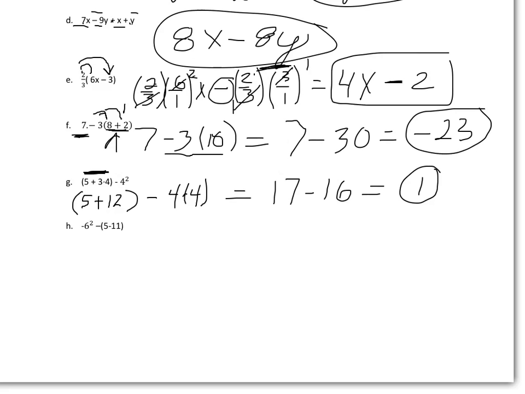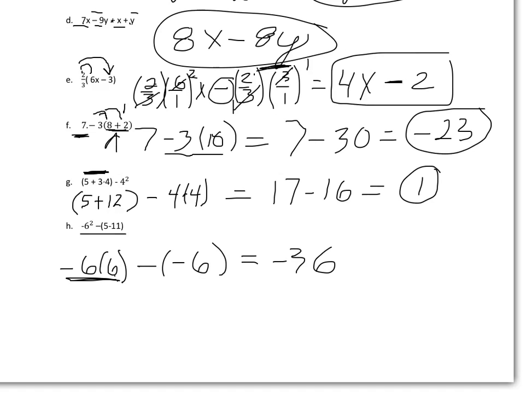The last problem here, once again, we have some exponentiation. We have some parentheses. So let's look at this. That 6 is 6 times 6. That's 6 squared, that is. So we have negative 6 times 6 minus, working inside the parentheses with the 5 minus 11. 5 minus 11 is negative 6. Okay? Now, negative 6 times positive 6 right here, that's negative 36.